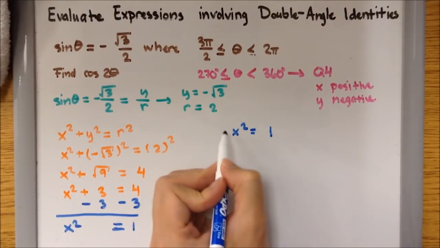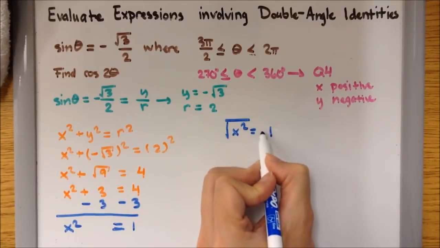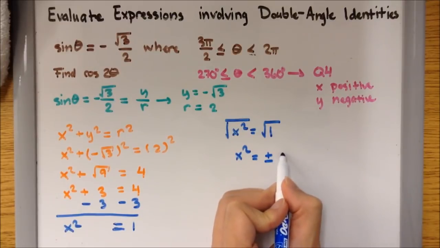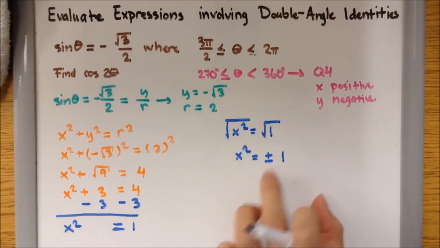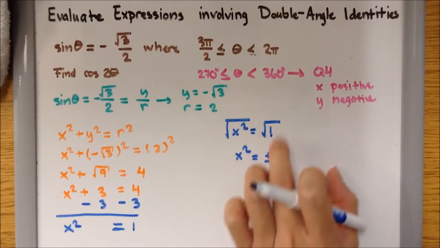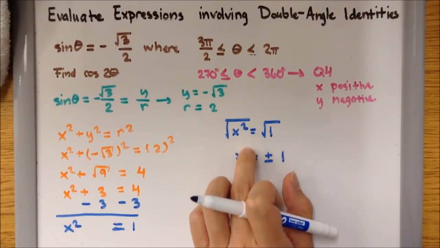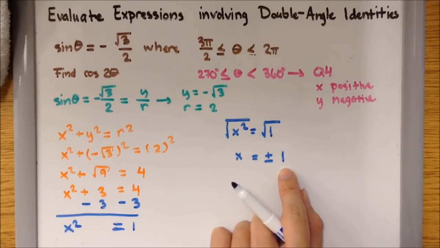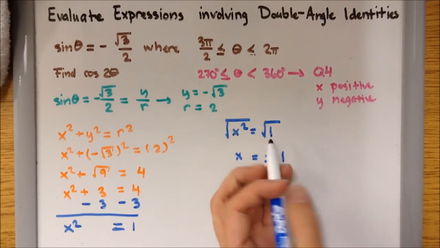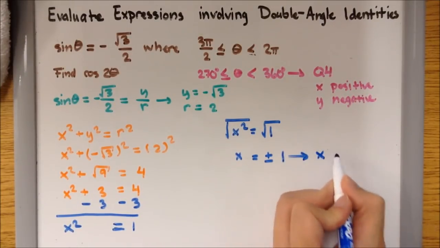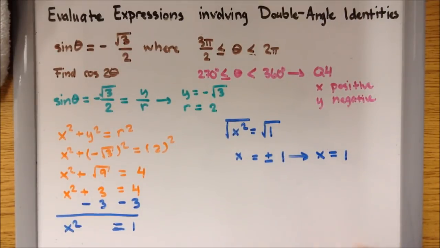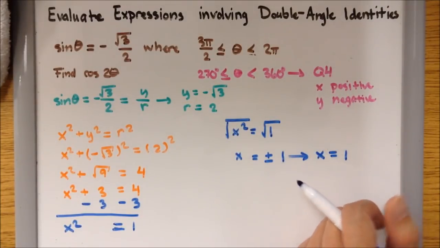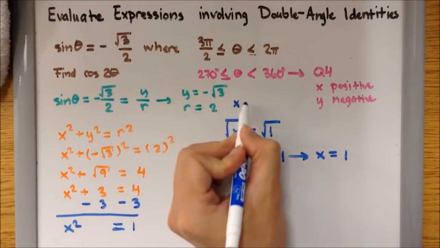Next, I'm going to square root both sides because I want to just get x. So x equals positive or negative 1. Now, again, 1 is a perfect square, so the square root of 1 is 1. I meant to say x equals positive or negative 1. Now, using this information, x is positive, so therefore x will simply equal 1. So we can ignore the negative because the angle is in quadrant 4. So I'm going to write x equal to 1.